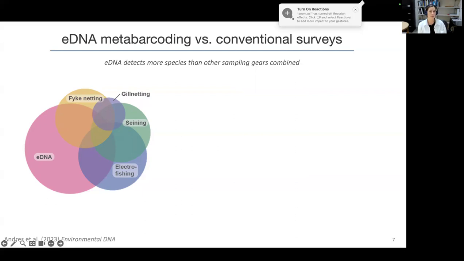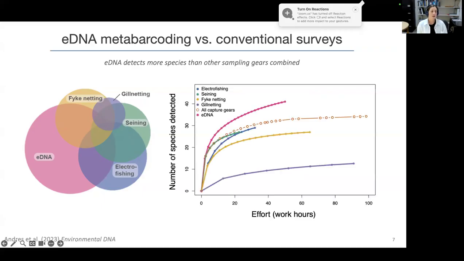Showing that data a little bit differently, here I'm showing the number of species detected with the different sampling gears across the amount of effort it took to gather those samples on the x-axis. And you can see the environmental DNA, the line in the pink there, detects more species than those other sampling gears, but it also does so much more efficiently. The species that we're accumulating, we do so much more quickly with environmental DNA than those other sampling approaches.